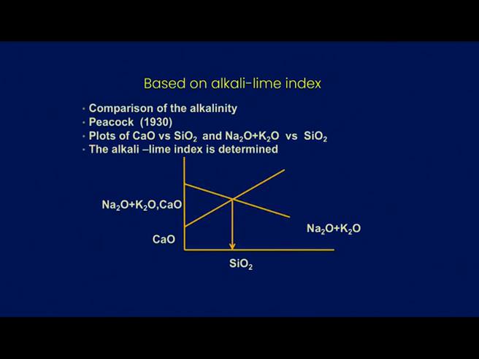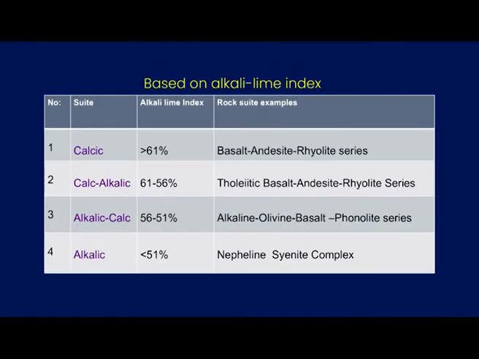The intersection point of these two curves, when projected downward, will give the SiO2 value that determines the type of suite to which the igneous rock belongs. We find that there are 4 varieties of igneous rocks in this category. They are called calcic, calc-alkalic, alkali-calcic and alkalic. In the first one, the alkali lime index is more than 61%. The best examples are the basalt-andesite-rhyolite series.